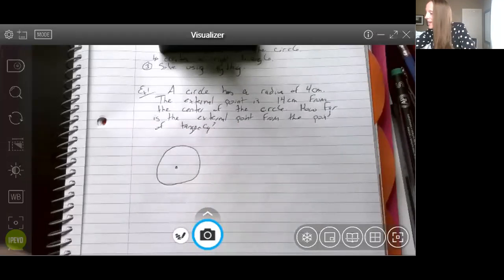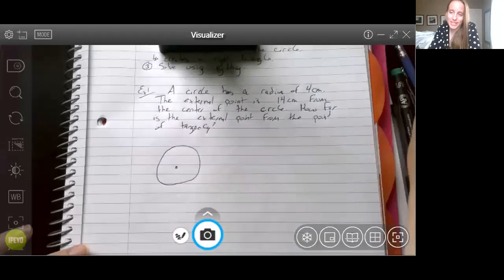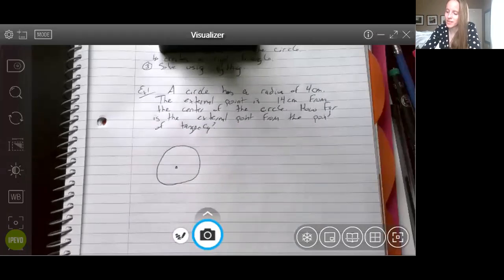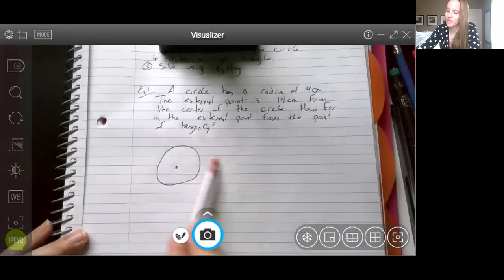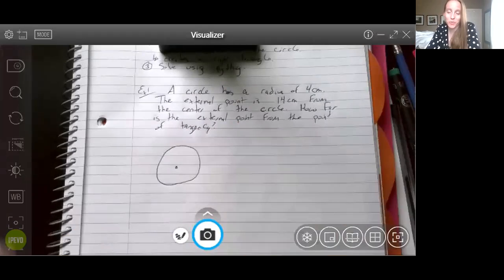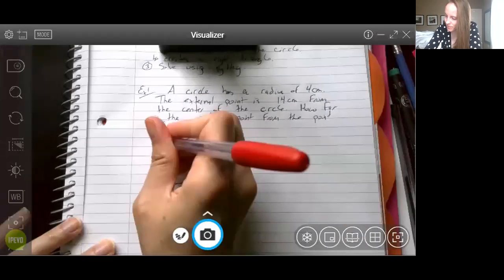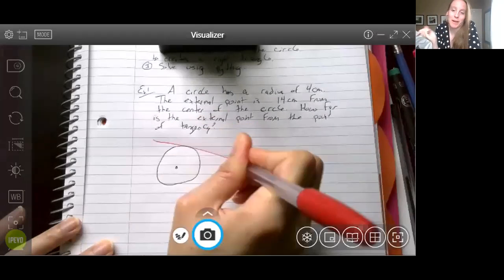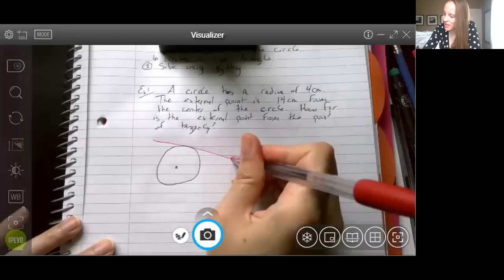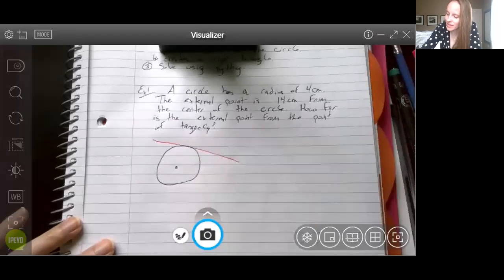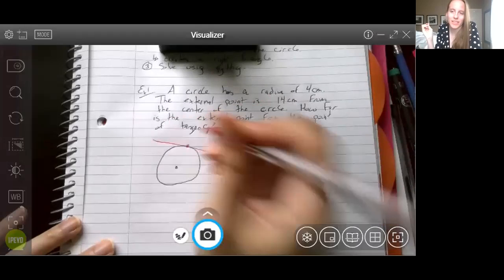So let's start with a tangent line. And you can draw this tangent line wherever you want. It could be down here, it could be up here, it could go this way. Doesn't matter where your tangent line is, as long as it's outside the circle and hits the circle at 1 point. So I'm going to draw mine like that, with my point of tangency being right there.